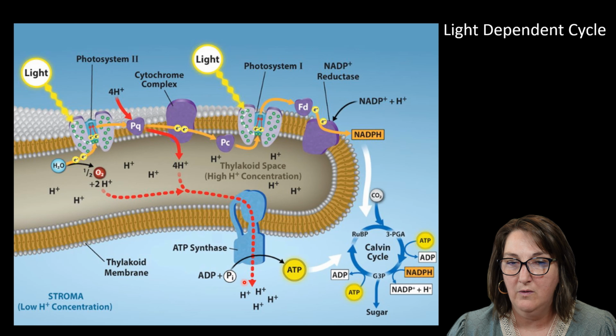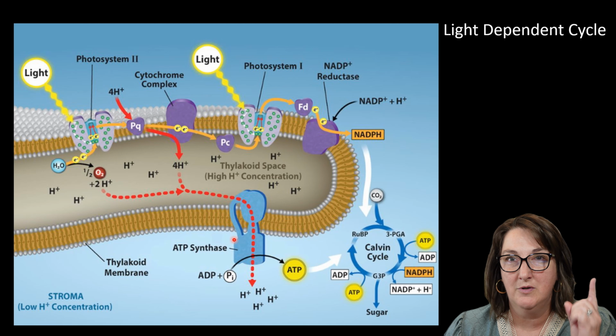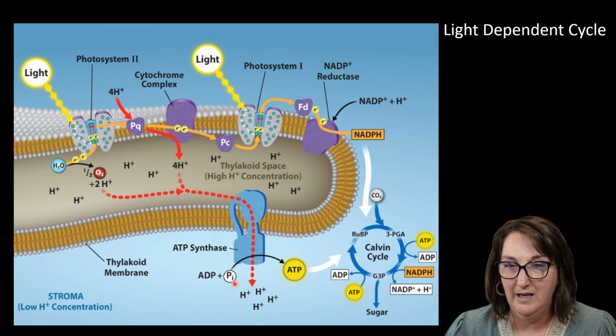ADP and one inorganic phosphate is going to come into ATP synthase. This spinning motion is going to be kind of like a washing machine. It's going to spin super fast, and it's going to slap one of these phosphates onto the ADP. When it does that, I turn from an energy poor molecule to this energy rich molecule. This ATP is now going to be used in the Calvin cycle to be able to make energy work.